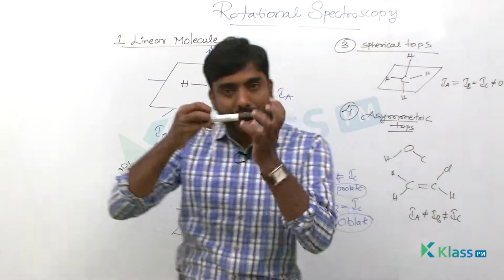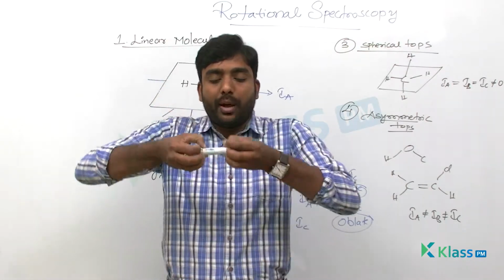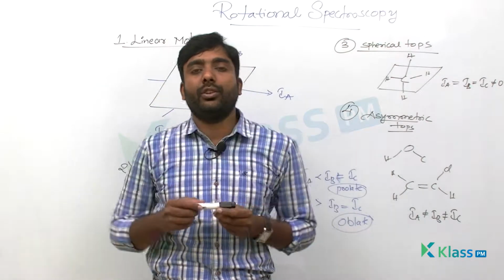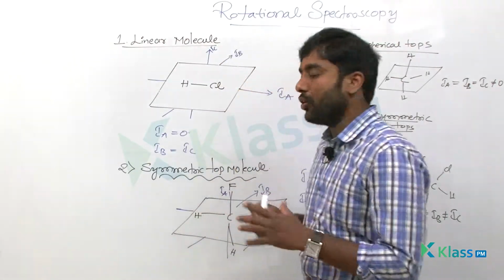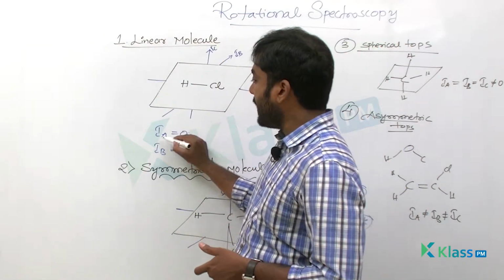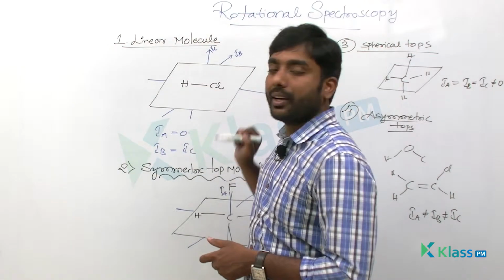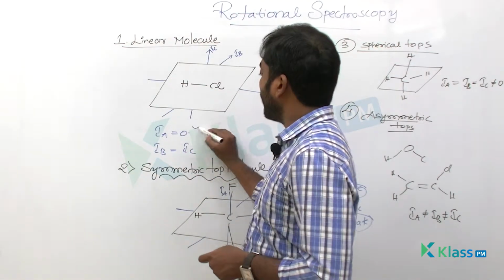So hydrogen is at the same position, chlorine is at the same position, but they are rotating in their respective positions. So in this case the moment of inertia is almost zero. You can treat it as negligible. That's why I wrote IA, which is going through this way, okay, IA is zero.